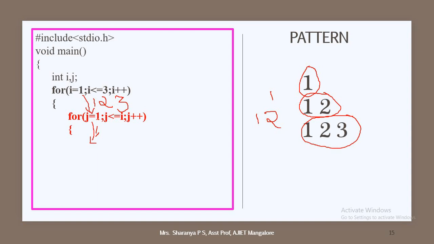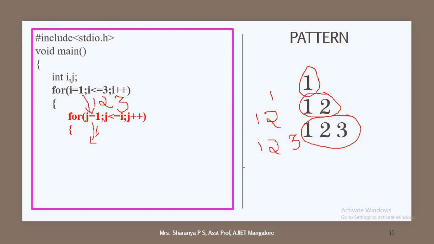Now J will be equal to 1. 1 is less than or equal to I, which is 3. The condition is true. So J works first with the value 1. Next, J is incremented. Now J value will be 2, and once again it checks the condition. J is incremented and checks the condition, 3 is less than or equal to 3. The condition is true. So this inner loop will be running till 1, 2, 3, depending on the I value.